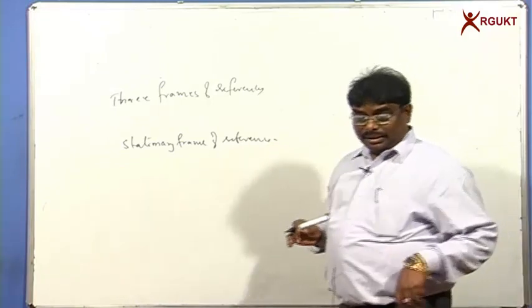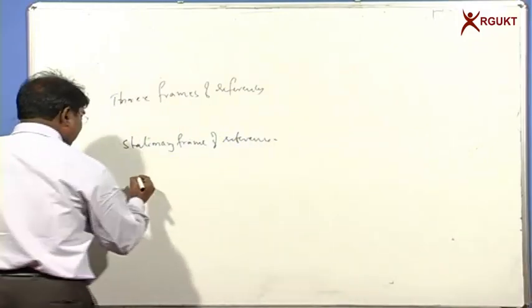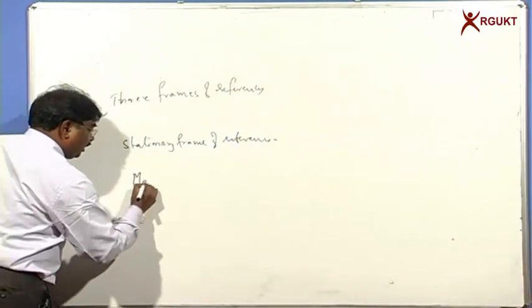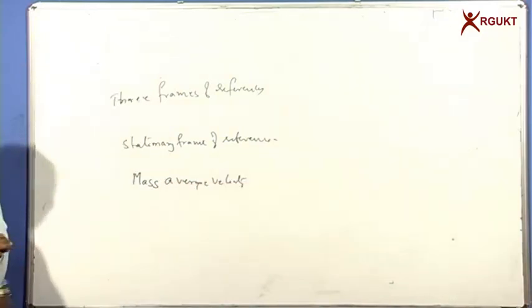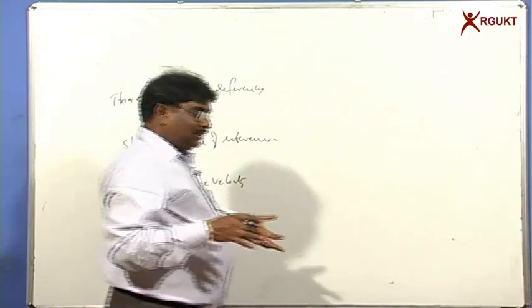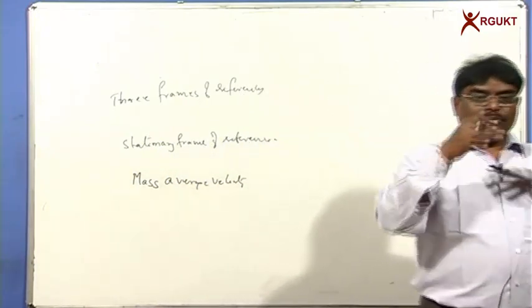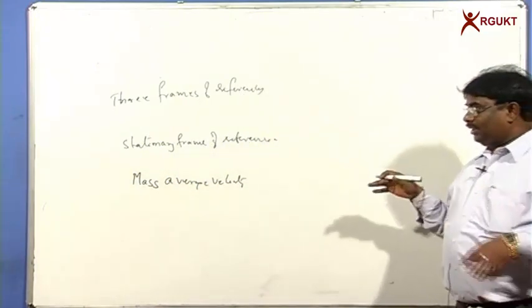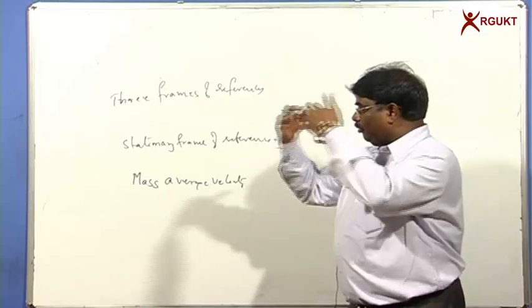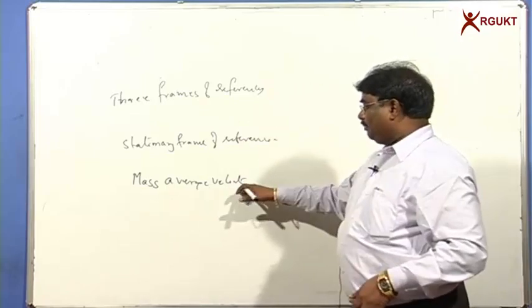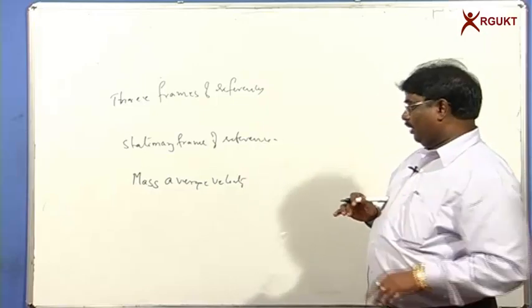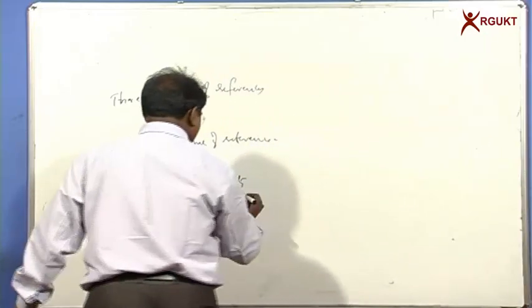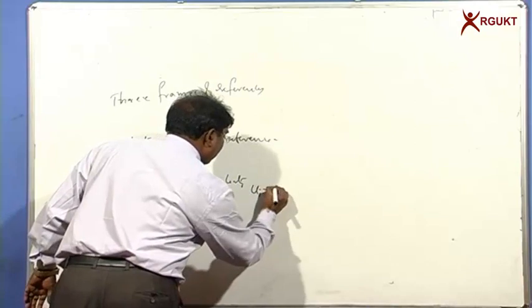Then the second thing is that your observer is moving with the mass average velocity. Maybe he is sitting in a boat where the boat is moving with some mass average velocity, and he is measuring the concentration at a particular location. So your relative velocity is going to become u i minus u.